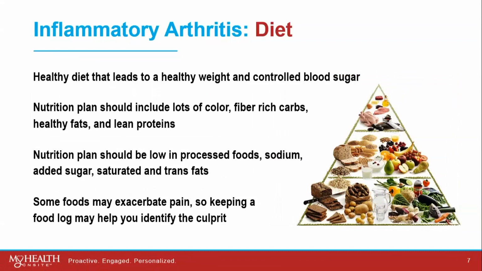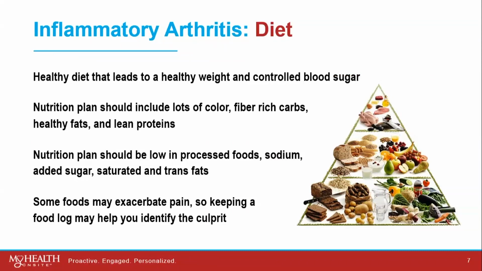So the goal when you have arthritis is to work towards a healthy weight and maintain a healthy weight and control your blood sugar. We know that being overweight makes osteoarthritis worse because having extra weight that you're carrying around puts extra pressure on your joints. We also know that many people that have osteoarthritis also have diabetes.